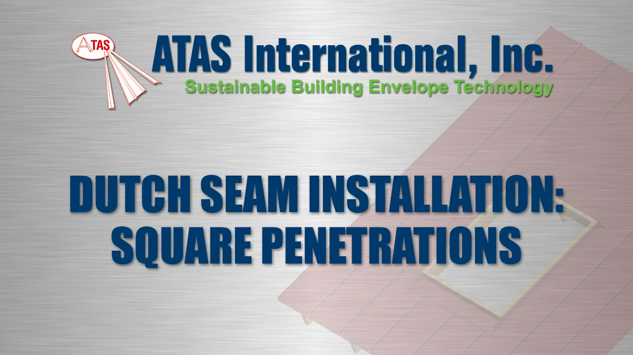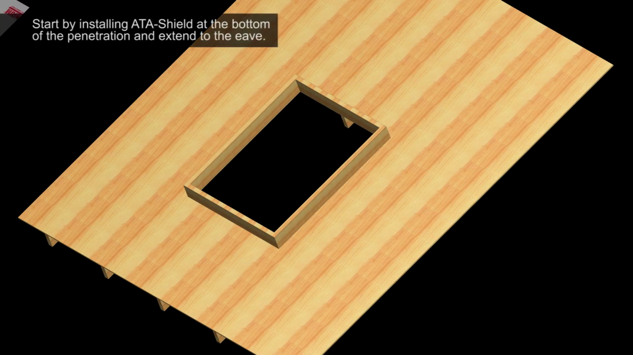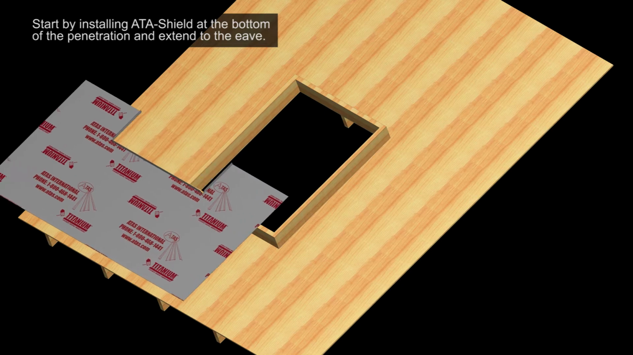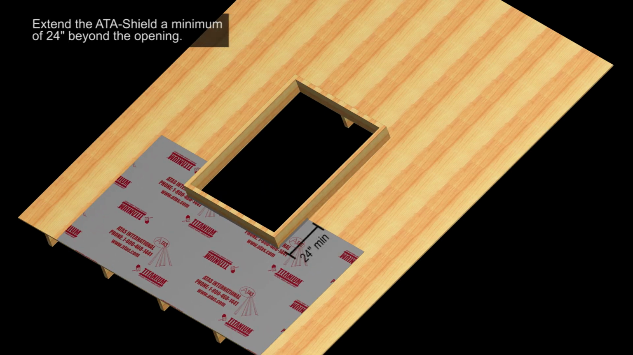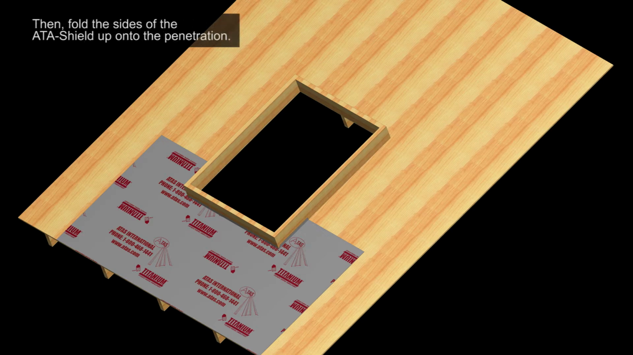In this video, we'll cover the installation details for a square or rectangular penetration in a Dutch seam roof. Start by installing attic shield at the bottom of the penetration and extend to the eave. Extend the attic shield a minimum of 24 inches beyond the opening. Then fold the sides of the attic shield up onto the penetration.